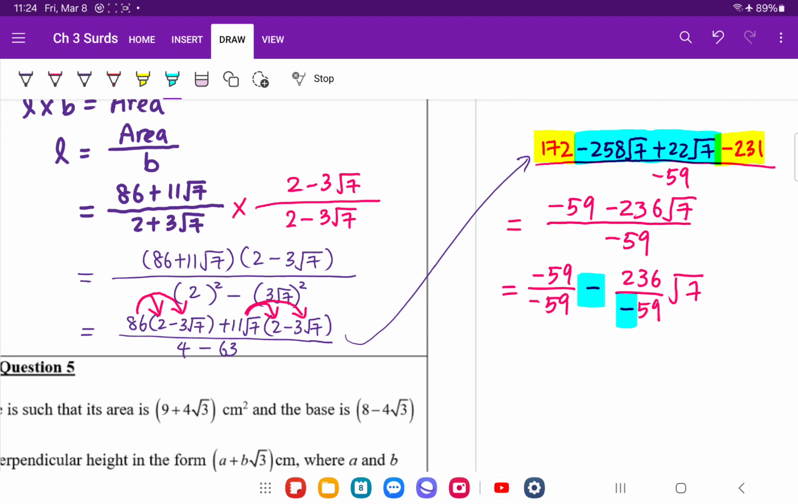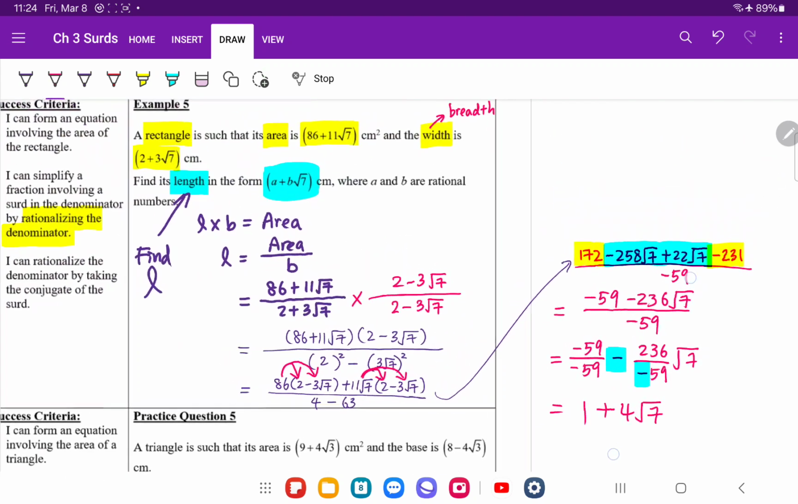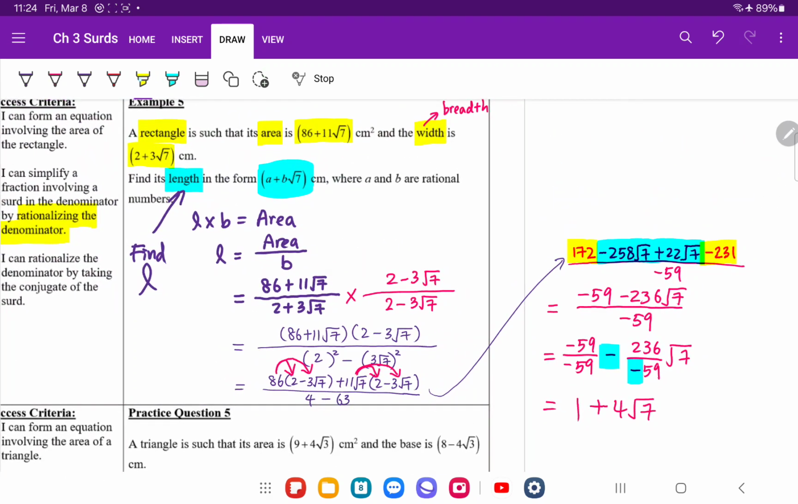So in fact, the next step is actually just 1 whole, because negative 59 divided by negative 59 is 1 whole, and then it is plus 236 divided by 59, answer is 4 square root 7. And then you ask yourself, have we established what they want us to show in the question? Yes. They want the answer like that? Is our answer the same format? Yes, that's it. Finished. And we are done.